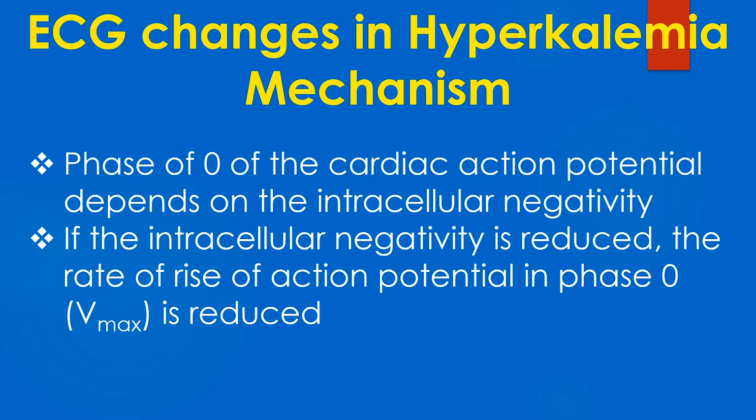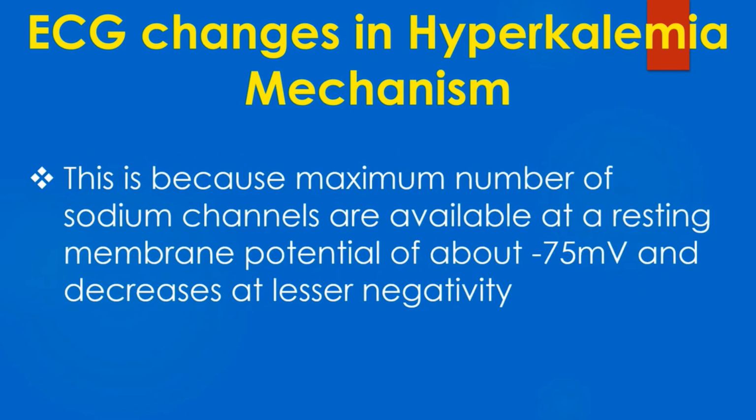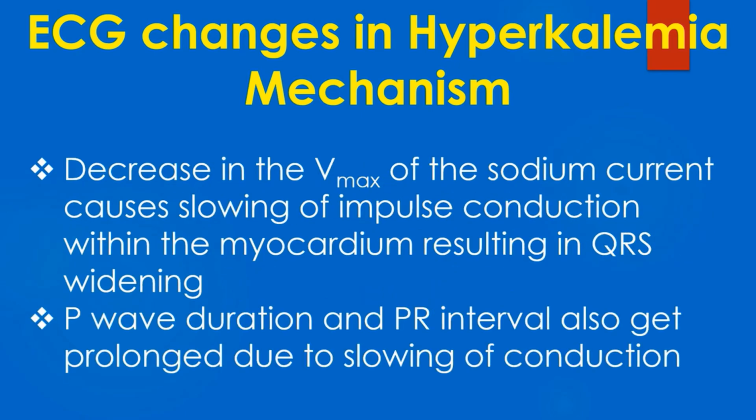If the intracellular negativity is reduced, the rate of rise of action potential in phase 0 is reduced. This is because the maximum number of sodium channels are available at a resting membrane potential of about -75 millivolt and decreases at lesser negativity. Decrease in the Vmax of the sodium current causes slowing of impulse conduction within the myocardium, resulting in QRS widening. P-wave duration and PR interval also get prolonged due to slowing of conduction.